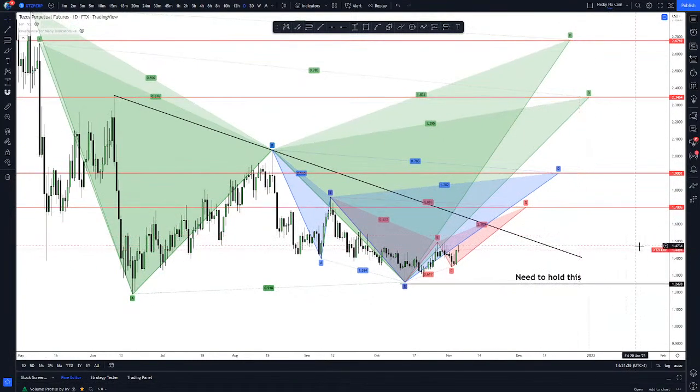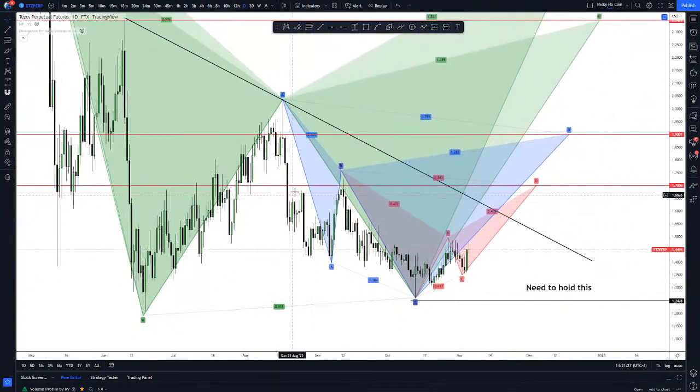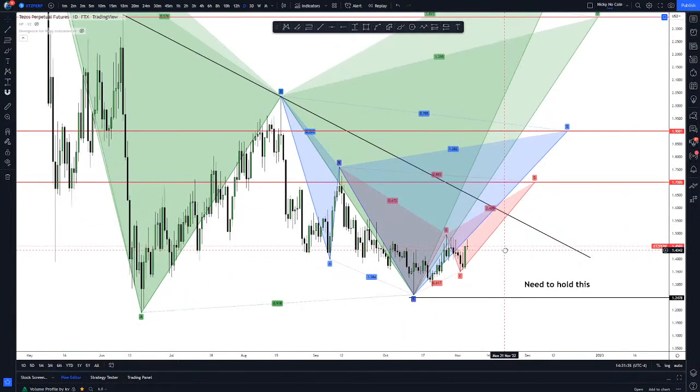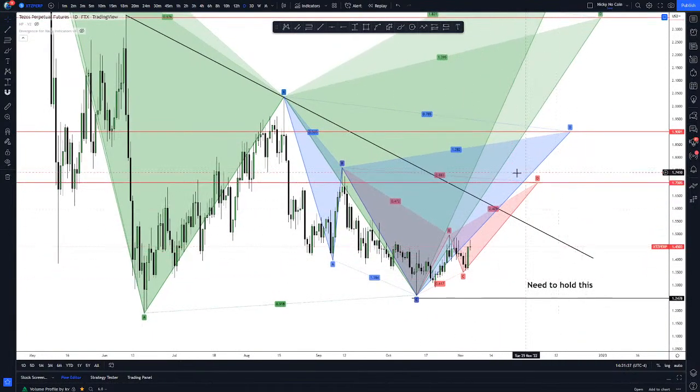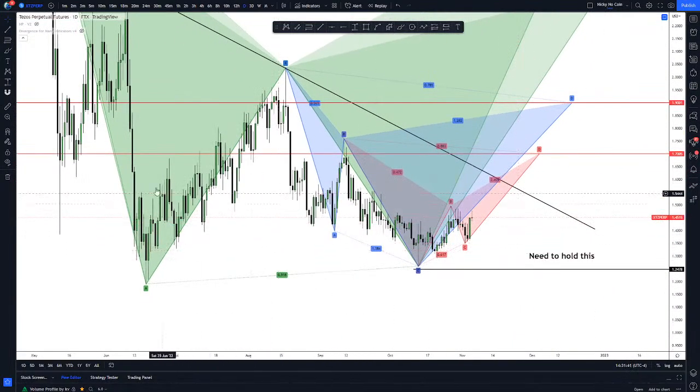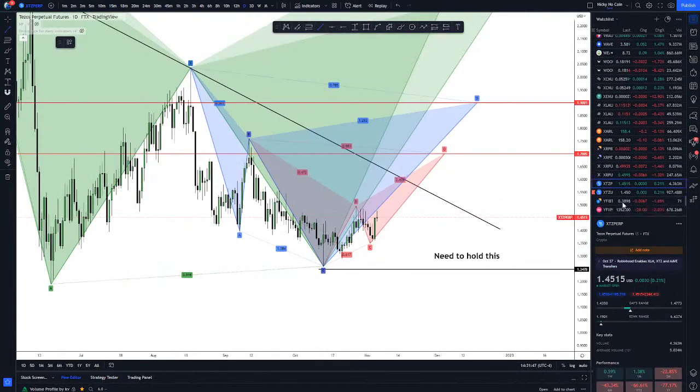So some potential patterns that we have now. We have a potential shark, which is this blue one. We have a potential bat, which is this red one. And there's probably some smaller time frame ones on here too that I might be able to look into, but I'm more worried about where are we going to reverse on the macro. I should probably hide all of these patterns or I'll just go to a different chart.